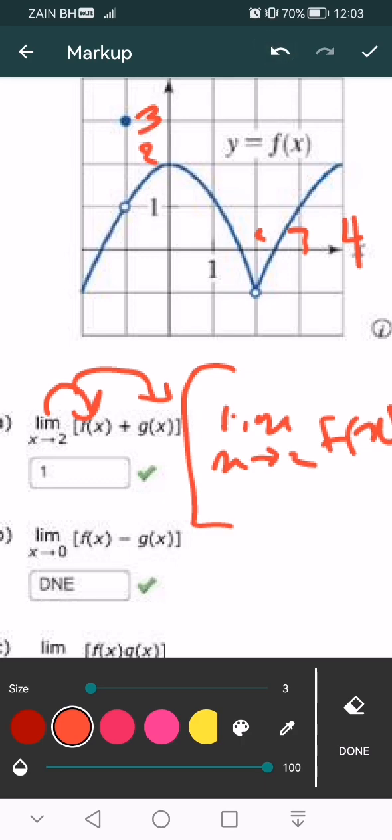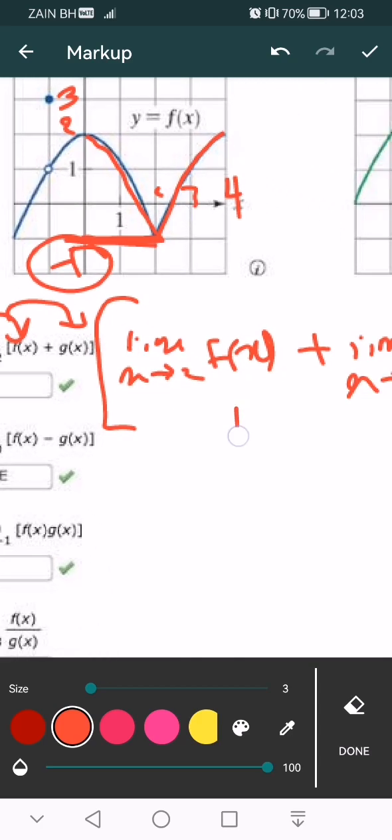Okay? Same. Okay? And then what do I have to do now? From x going to 2, if it approaches from the left side, what is the value? It is minus 1. And if it approaches from the right side, it is also minus 1. So the value is minus 1.